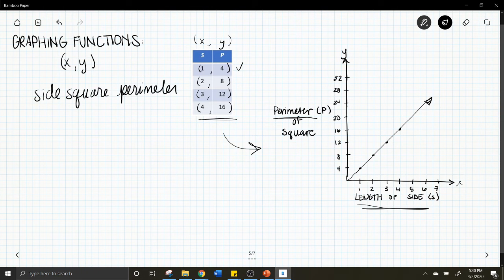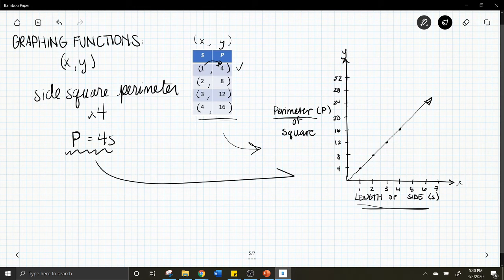What's the relationship here? How do we get from the length of one side to the whole perimeter? We multiply by 4. So remember, hopefully you remember this formula from geometric formulas. Perimeter equals 4s. So this is the function that we are graphing over here.